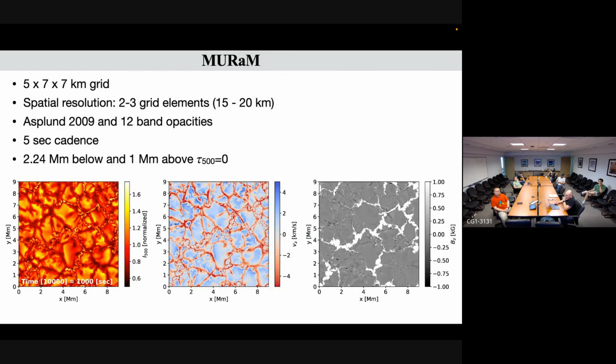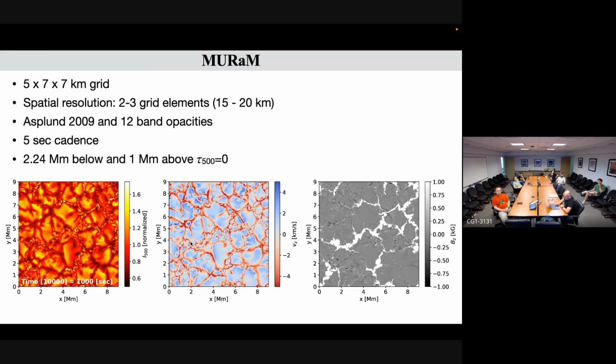Okay, so to interpret and understand these things, we decided to reproduce them in numerical simulations. Matthias Rempel did these simulations. To match the DKIST resolution, we used a horizontal grid spacing equal to 7 kilometers, which gives us roughly 15-20 kilometers spatial resolution.